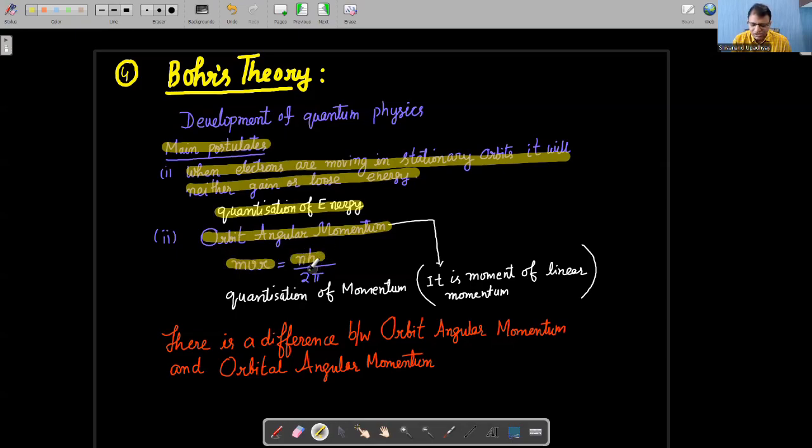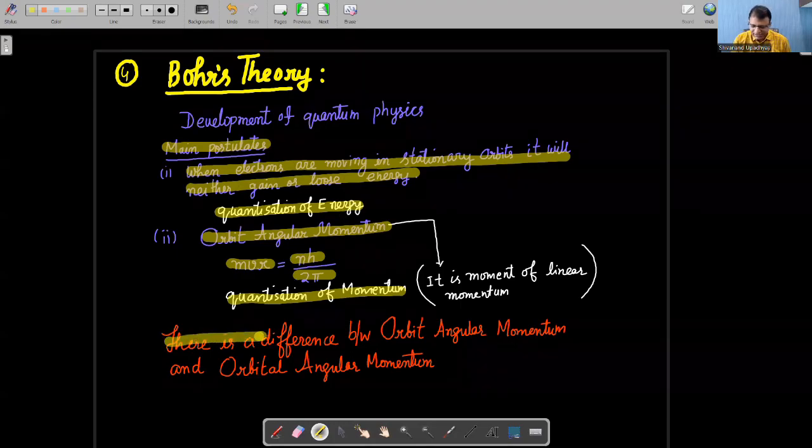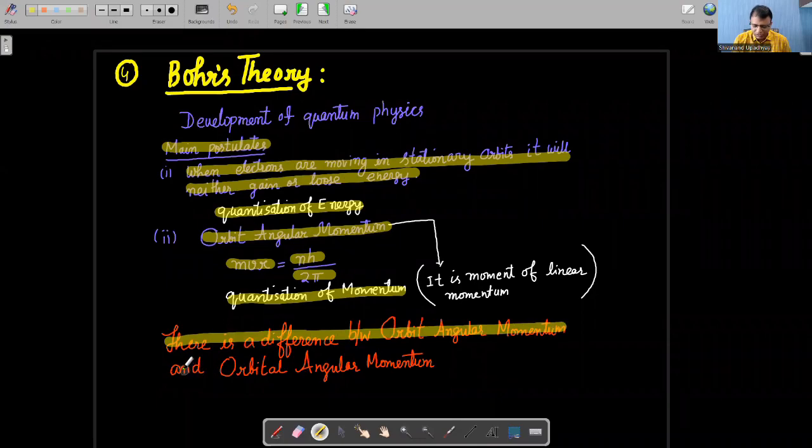And we know that this orbit angular momentum is moment of linear momentum. By physics, we are saying that the cross multiplication of position vector and momentum vector will give out orbit angular momentum. So we are talking about quantization of orbit angular momentum. We are talking about quantization of energy. So we are applying quantum physics in Bohr's theory. Already I have discussed that there is a difference between orbit angular momentum and orbital angular momentum. Let us move to the next point about Bohr's theory.